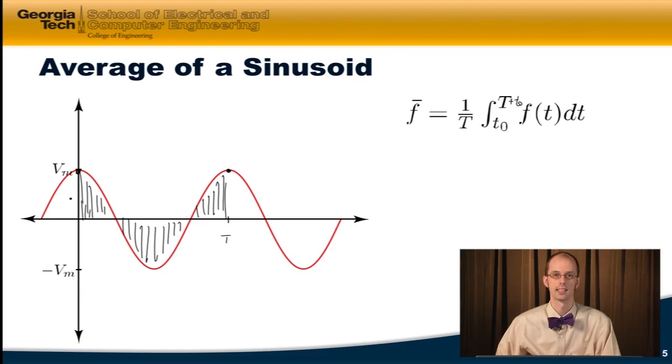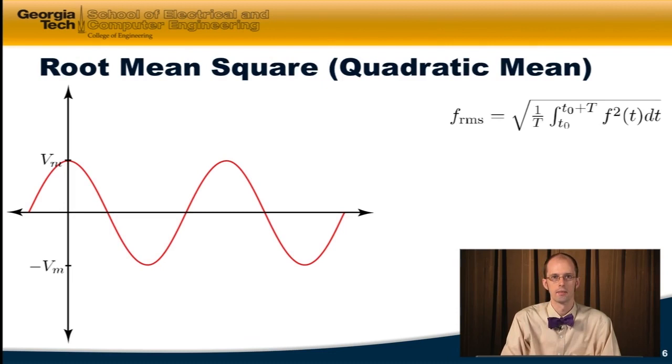So there are some better statistics that we can use when we're dealing with sinusoidal functions to give us a little bit more information about the system and the signal. One of these methods is to use what's known as the quadratic mean, or the root mean square statistic. And here it is defined via F_RMS. So the RMS of a function is equal to the square root of 1 over T, integrating from t0 to t0 plus T of f squared of t dt.